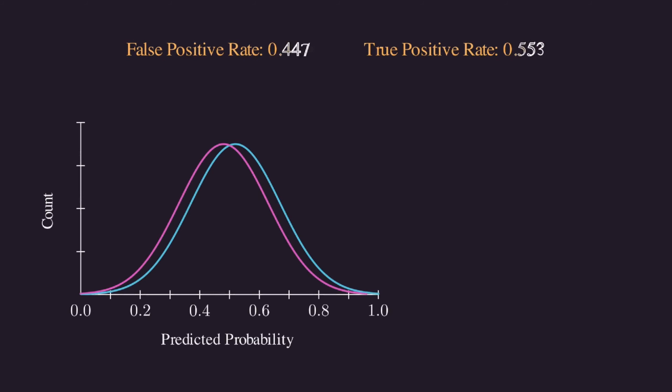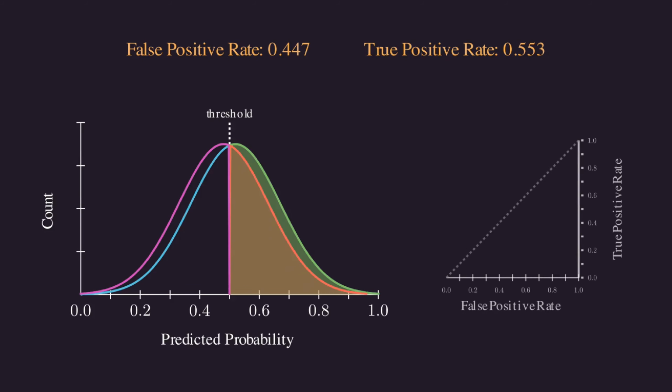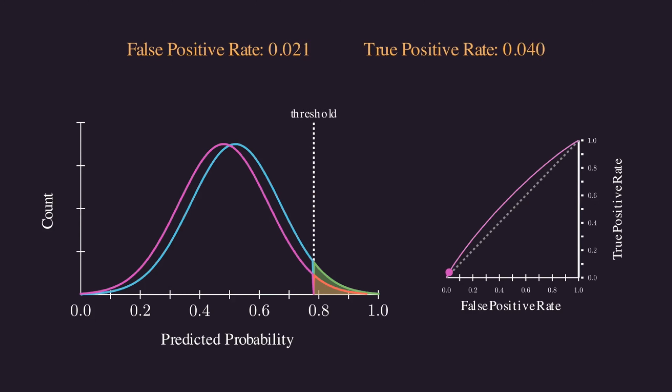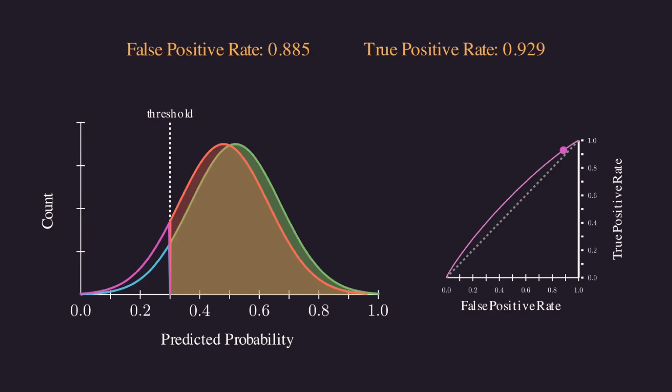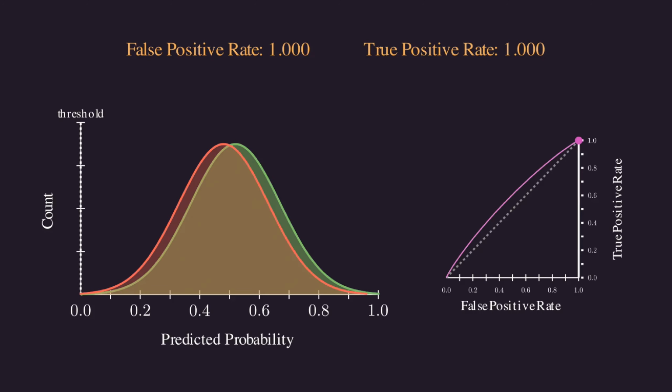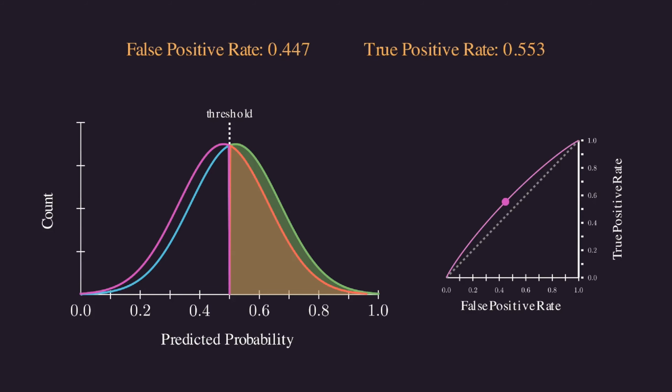Let's consider a different test where the means of the distributions are closer to one another. The change we've made means that the calculated true and false positive rates end up being much closer to one another, and the result is that the ROC curve ends up being a lot closer to that diagonal line. We'll get back to that in just a second.